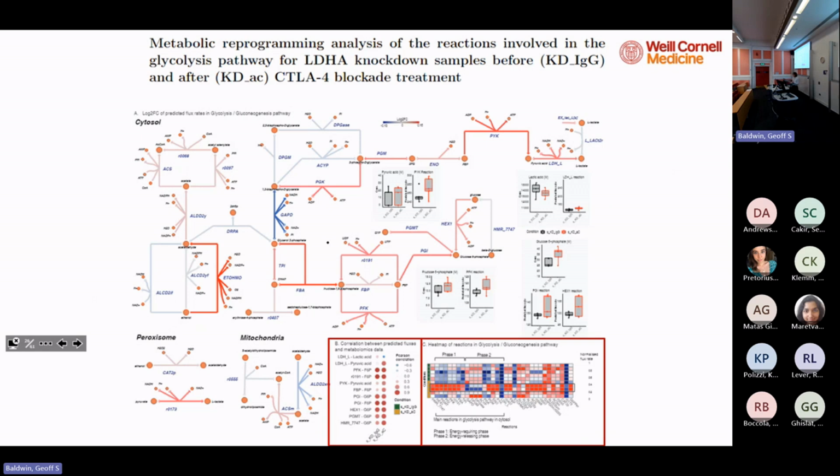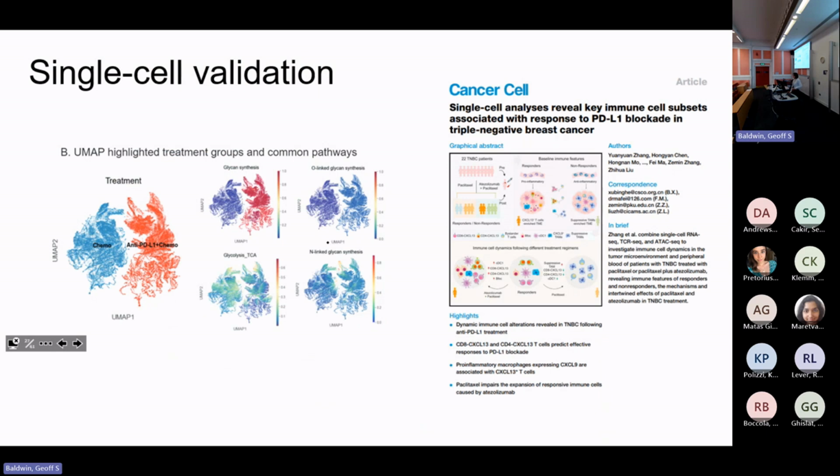And this was important because by looking at changes in the glycolysis pathway, you can understand which T cells or which B cells are getting activated or are actually doing their job as immune cells. We then looked at also some single cell validation across different treatments. In this case, we looked at anti-PD-L1 treatment. So we checked across different 4 pathways. They're here on the right.